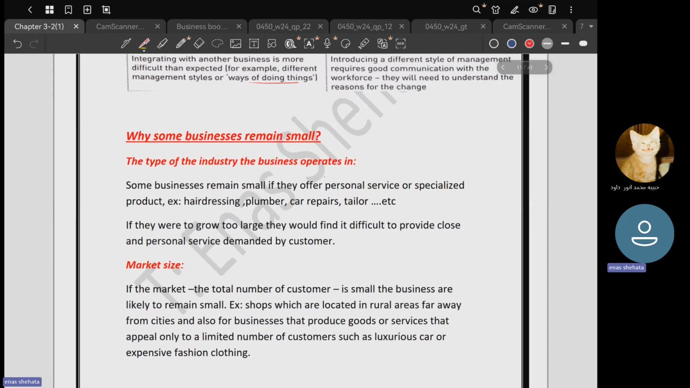The type of industry the business operates in. Some businesses remain small if they offer personal service or specialized product, like hairdressing.